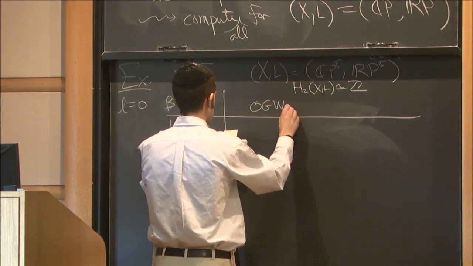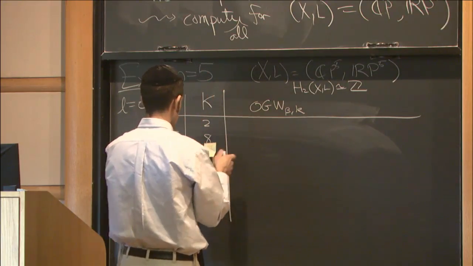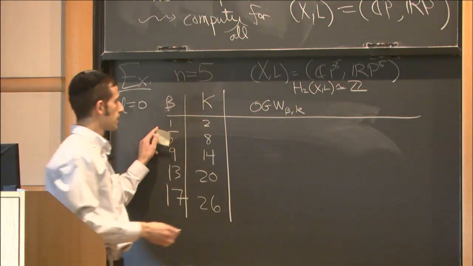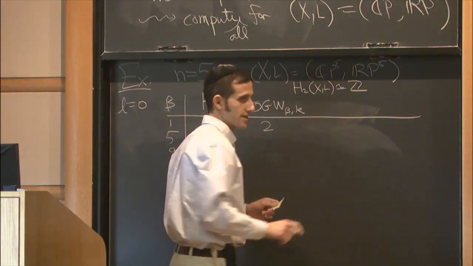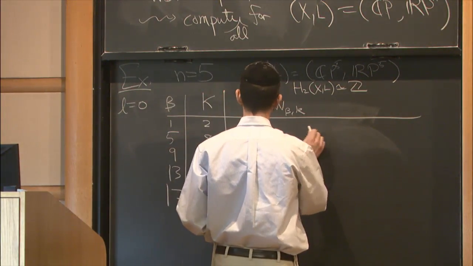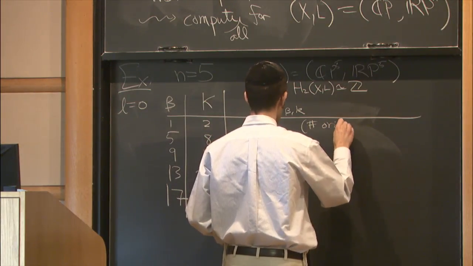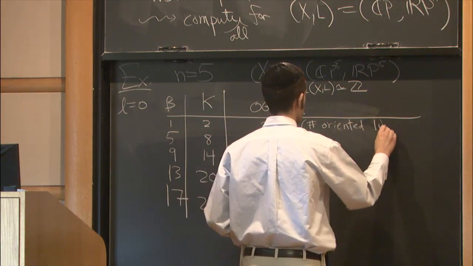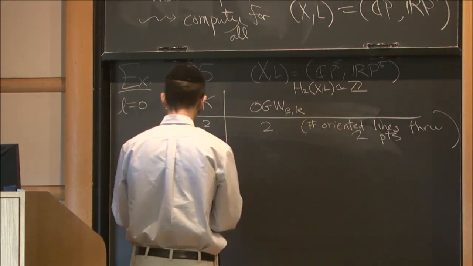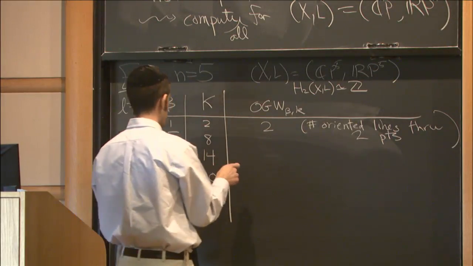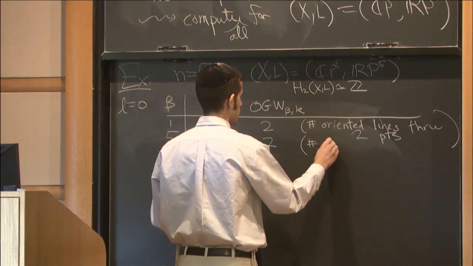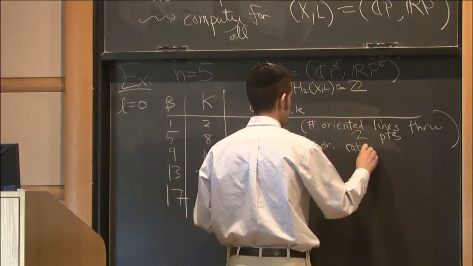OGW beta k. So for the degree 1, this is like the number of lines between 2 points, essentially. And the number is 2 because there's an orientation involved, because you look at the disk, and it induces an orientation on the boundary. Number of oriented lines through 2 points. Okay, in degree 5, we get minus 2. This is kind of like the oriented rational normal curve.